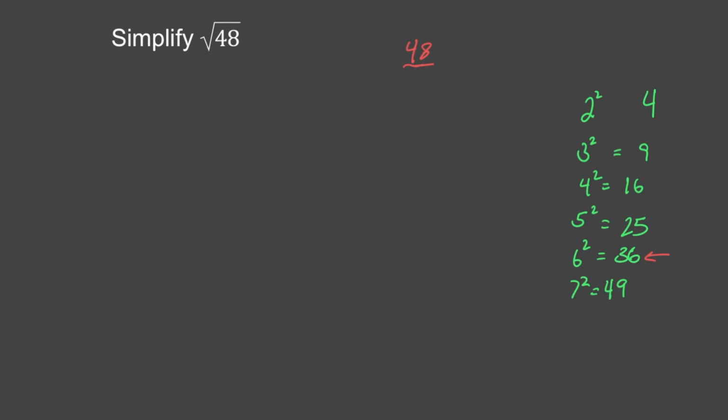48 divided by 25, that's not a whole number either. But 48 divided by 16 is a whole number. 48 divided by 16 is 3. So since it's a whole number, what we're going to do is break apart the number inside the radical. We're going to rewrite it as 16, which was my perfect square, times 3.